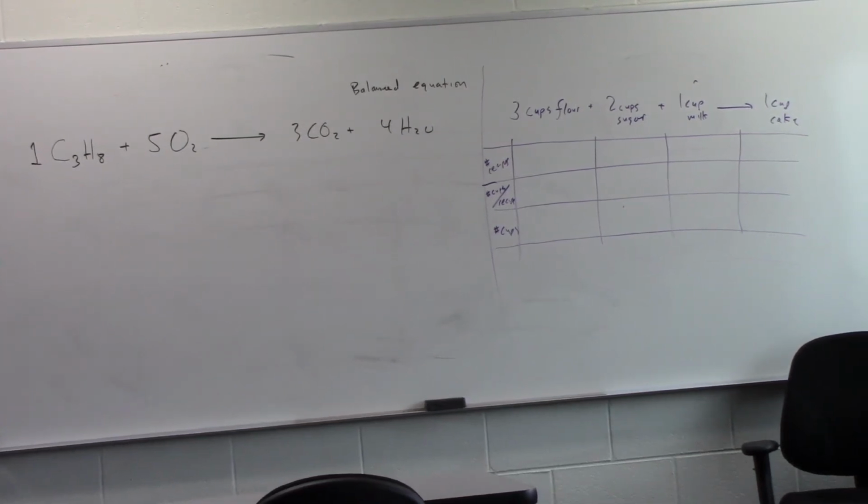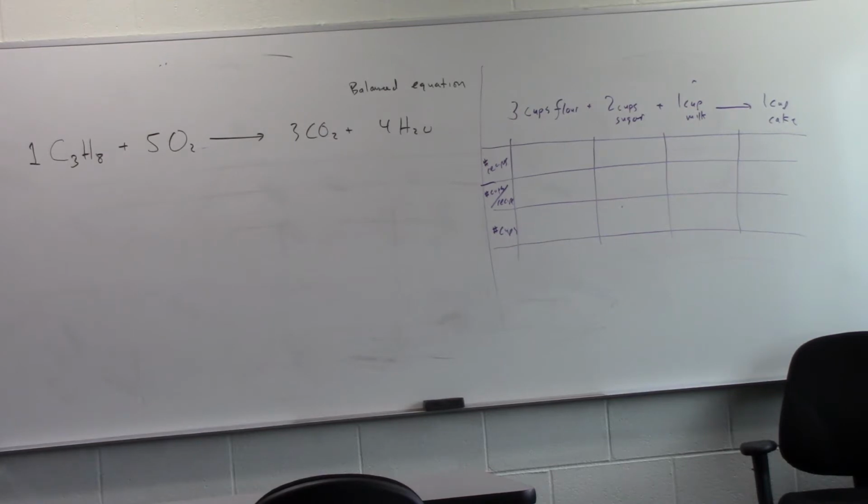Okay, now combine the two. On the right is what we just got talking about: 3 cups flour, 2 cups sugar, 1 cup milk, 1 cupcake. On the left is a chemical equation, combustion of propane. You can see they're similar in terms of how they're written.